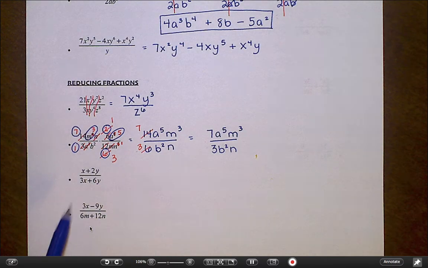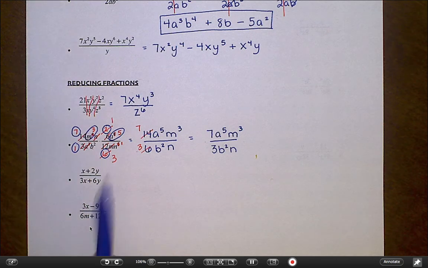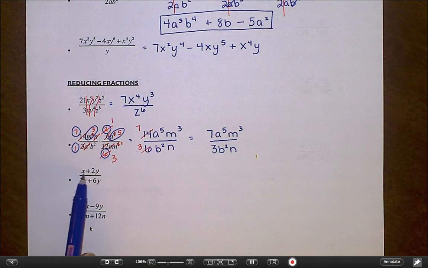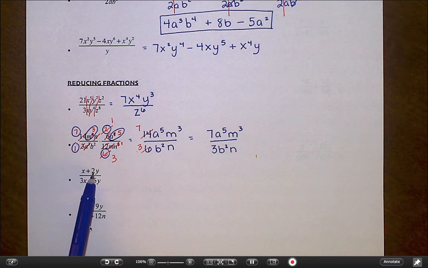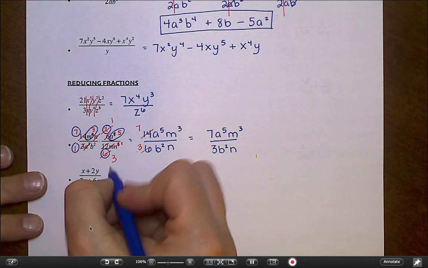The only way I can cancel things out is if I'm looking at multiplication. If I have like something times something, then I can do some division to cancel that out. So I'm going to do a process called factoring, and we're going to do much more factoring later this year, but these are pretty simple factoring ones. I'm going to look for what these things have in common. Now up on the top here, x and 2y don't have any factors in common, so I can't really do anything with that.